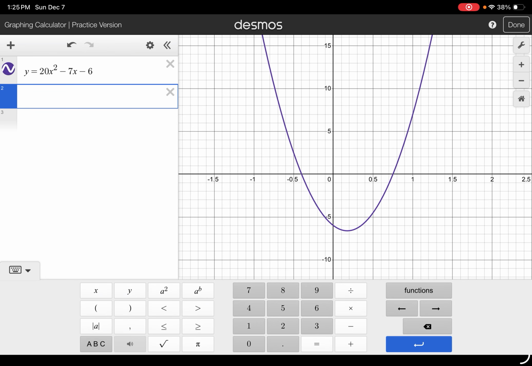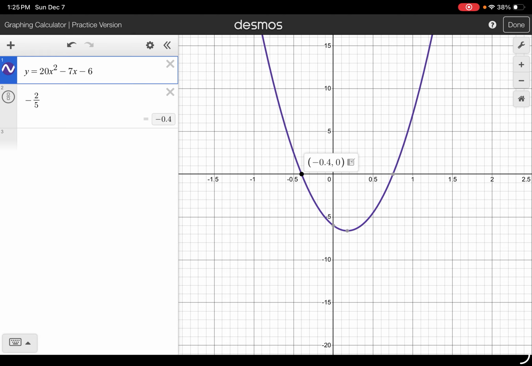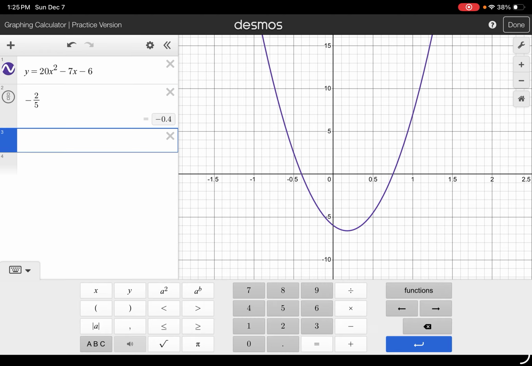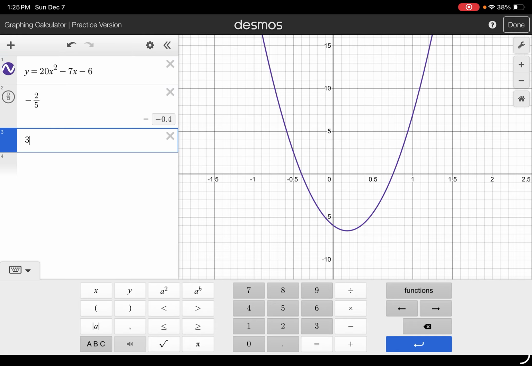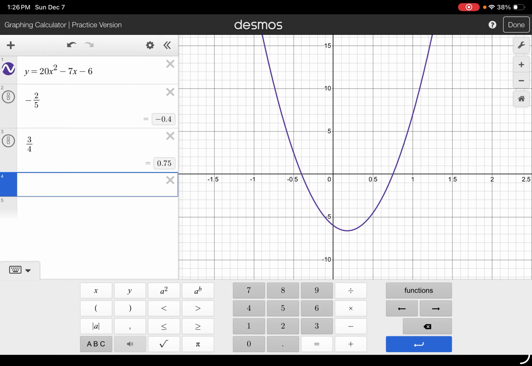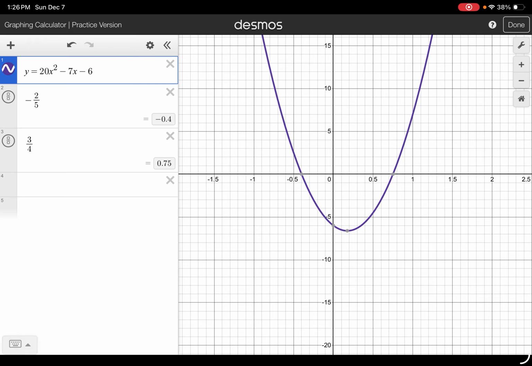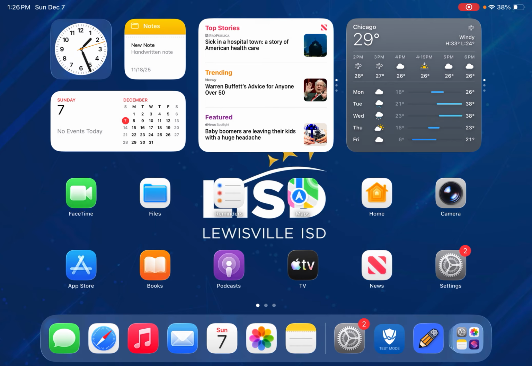If you're not sure about your fractions, you can always type them in over here. There we go. Negative 2/5 is negative 0.4, and that's exactly what I was supposed to get there. And then our other solution is 0.75, which is, of course, what 3/4 is as a decimal. You can double check that in Desmos as well. Remember, Desmos is only going to give you decimals, so you can type in those fractions and they're equivalent. Yay!